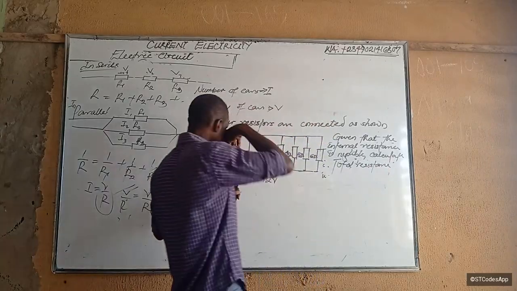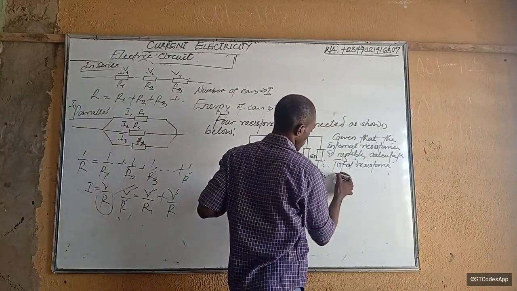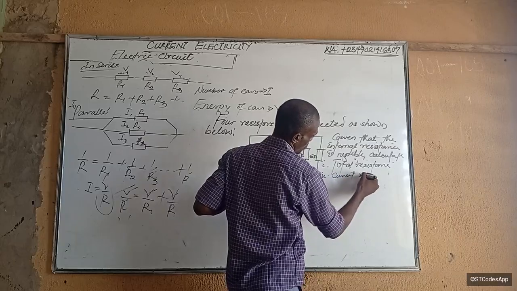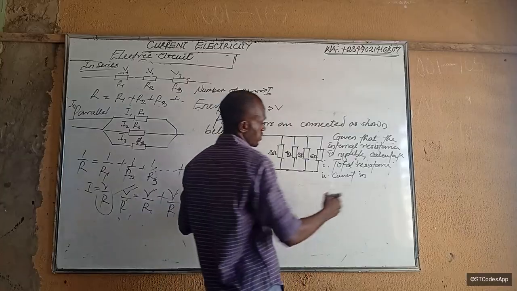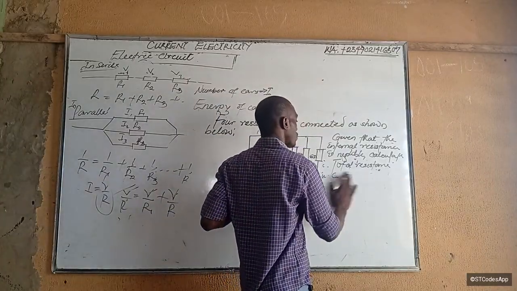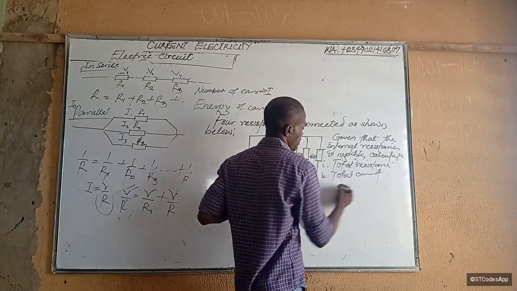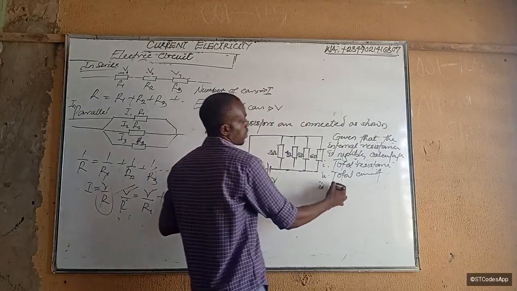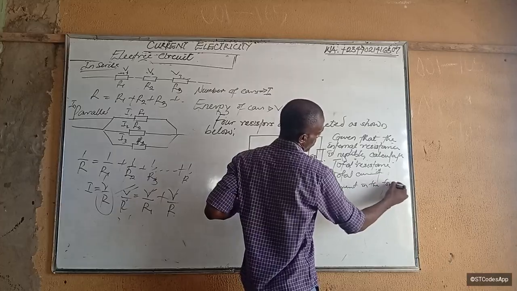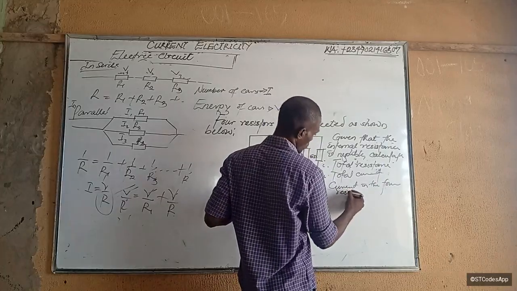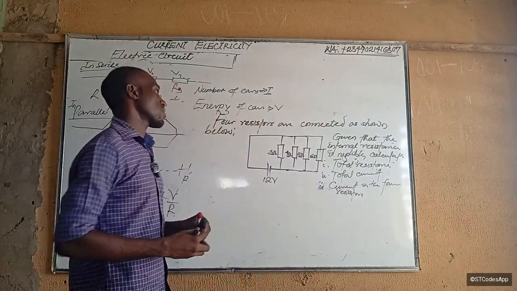And 2 says to calculate the total current and the current in the 4 resistors. Okay, let's just do this.